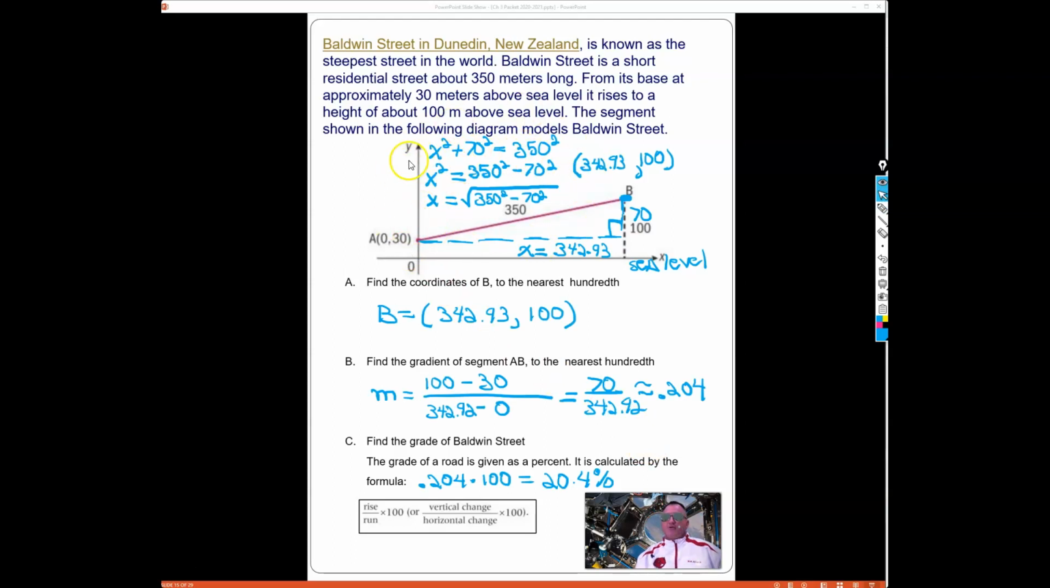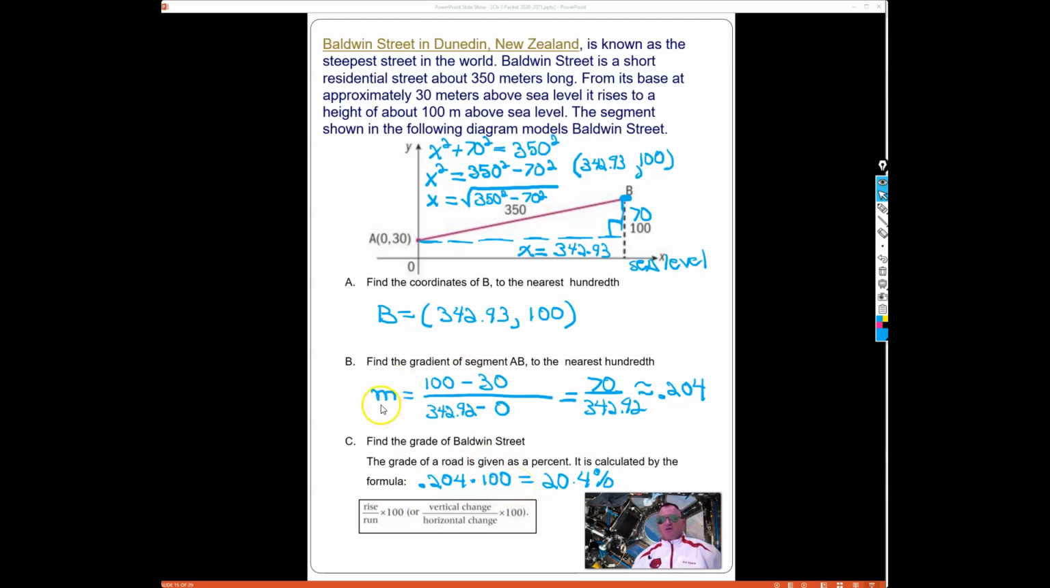So we did the Pythagorean theorem, and I got the length of this leg to be 342.93 meters. So my coordinates of B are 342, 100, and my coordinates of A are 0, 30. Now I put that into my slope formula, and I get 70 over 342, which simplifies to 0.204. Now that as a grade is a 20.4% grade. That's the steepness of that street.